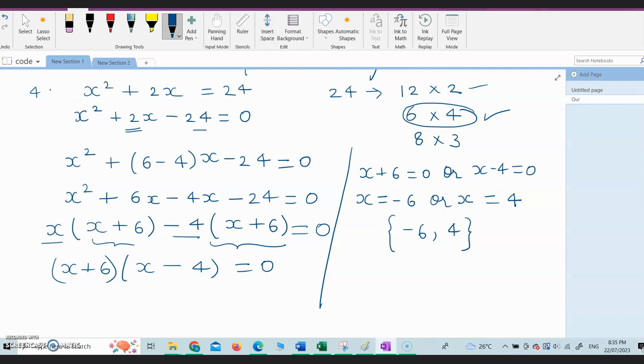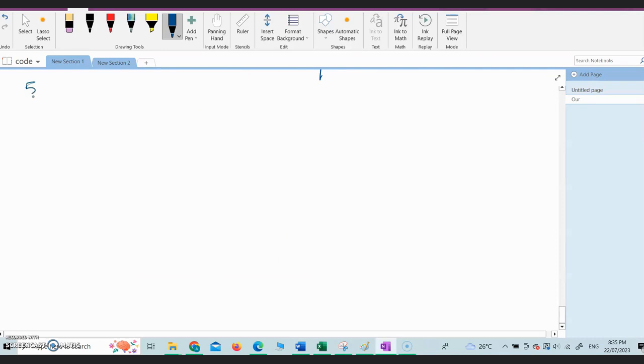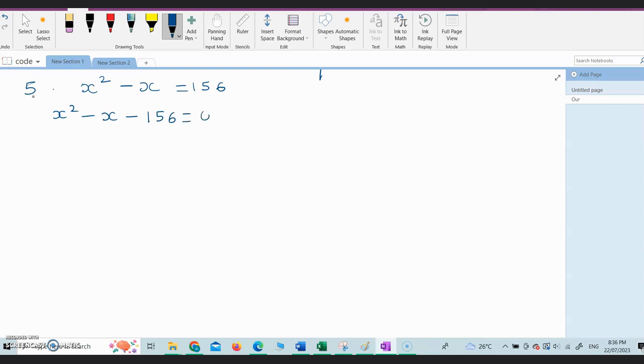Now we will solve the fifth question. So the fifth question is x square minus x is equal to 156. So first we will take 156 towards the left side. It will be x square minus x minus 156 is equal to 0. Now the coefficient of x square is 1. So basically we need to find the factors of 156 so that we can add or subtract them to get the coefficient of the middle term, that is also 1.